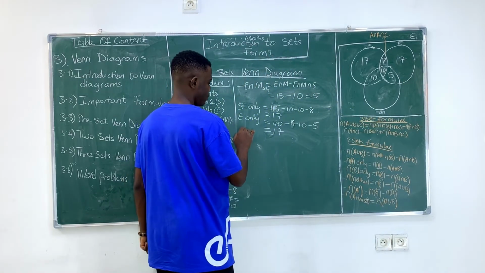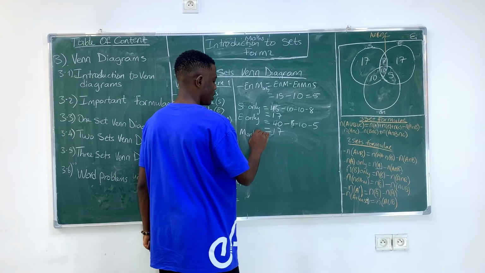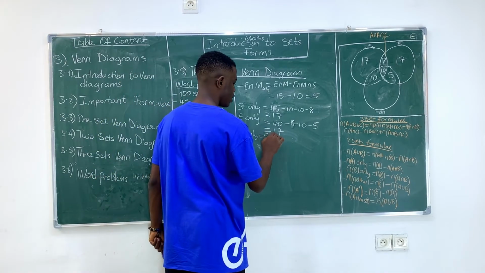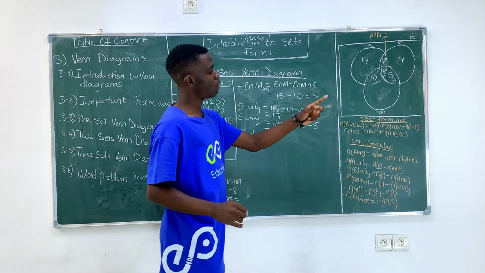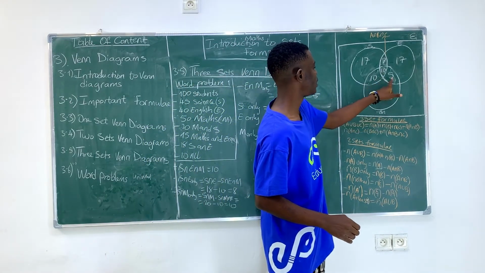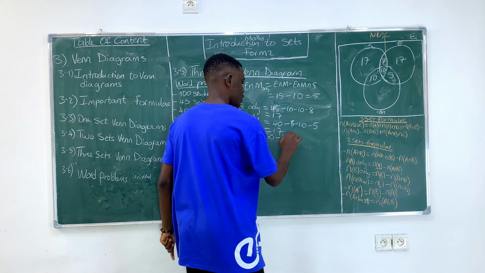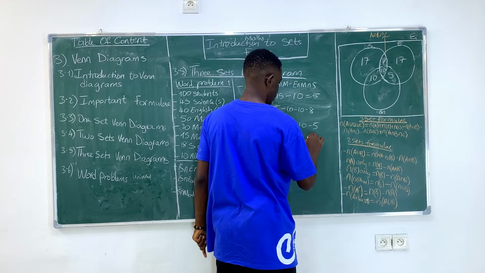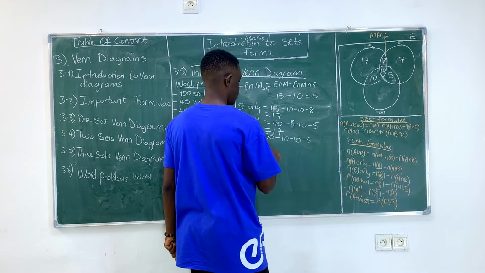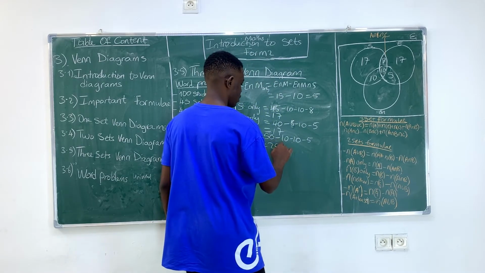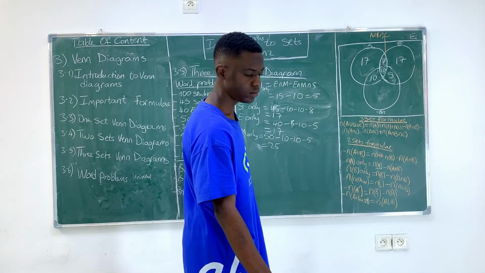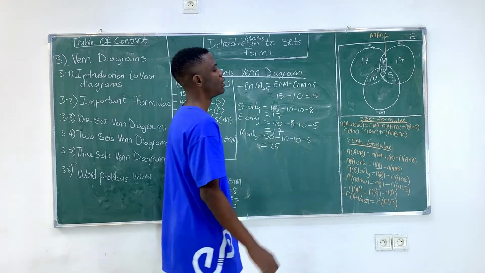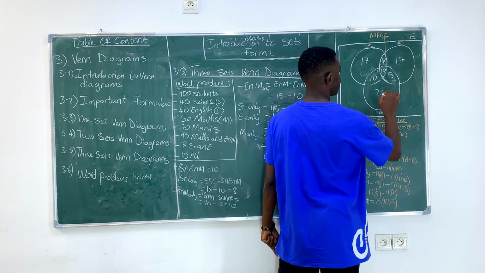Now for M. M only is equal to the actual M, which is 50, minus all of the other intersections inside M, we have 10, 10, and 5. Minus 10, minus 10, minus 5. We equal to 25, I think. Yeah. So when you have done all of this, here is 25.